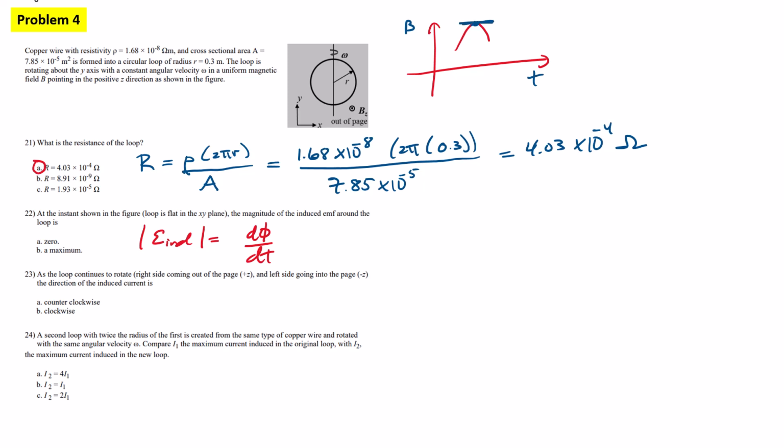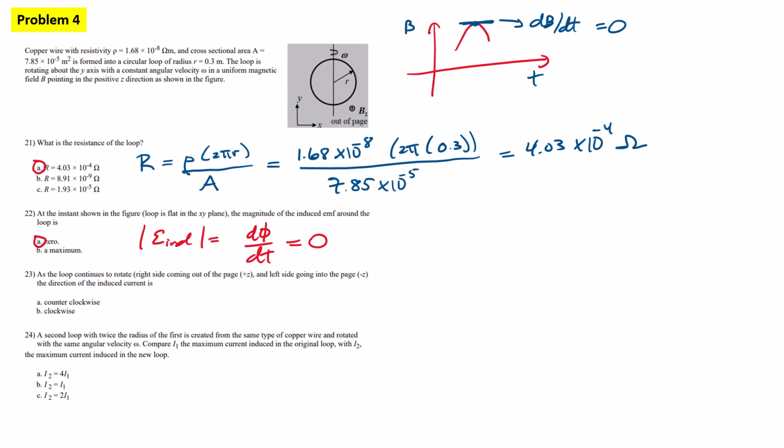That the slope here is dB/dt, and that there is 0. If this is 0, it means there is no change of flux with respect to time at that specific instant in time. So the induced EMF is 0, which means that, oh, that's it. That's all we need. It's 0. A is the correct answer for that one.